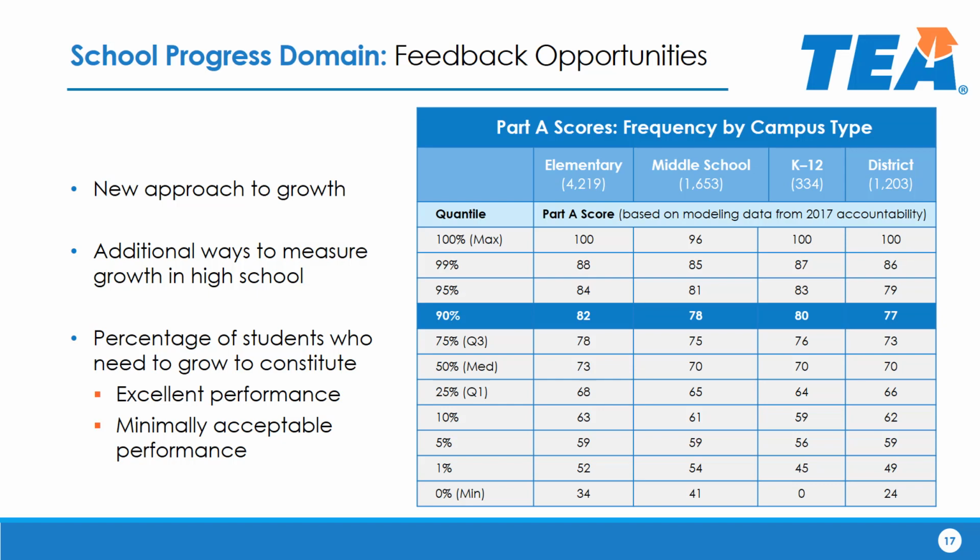The table on this slide shows how campuses and districts would have performed in 2017 had Part A been used in accountability. The highlighted row shows that at the 90th percentile, 82% of students in elementary schools showed growth, 78% in middle schools, 80% for K-12 campuses, and 77% for districts.